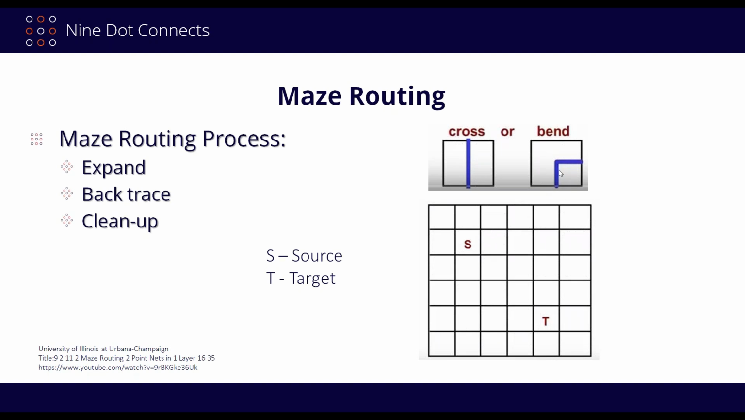Or you have a bend. And again, the bend has to be 90 degrees in this very simple maze routing. Okay? And there's 3 parts to this. The first part is to expand this out, and you'll see what I mean by expand it in a moment. Once you get the solution, you backtrace to the shortest path possible, and then you clean it up.